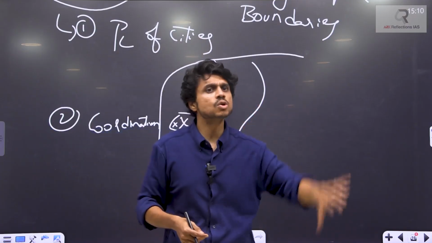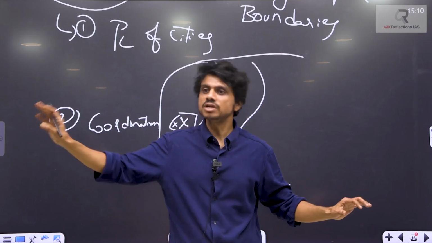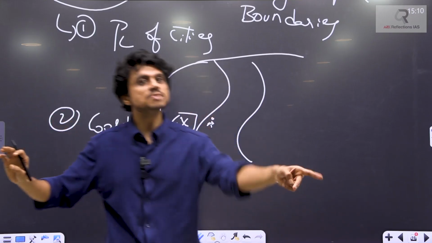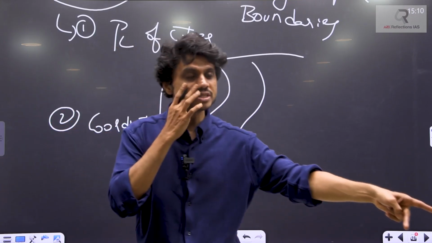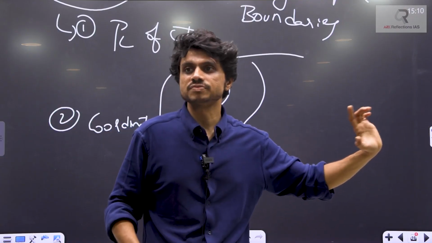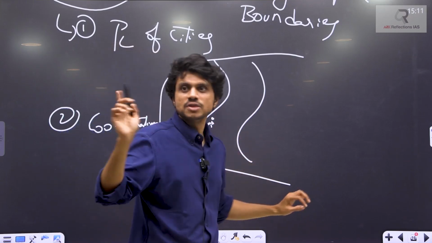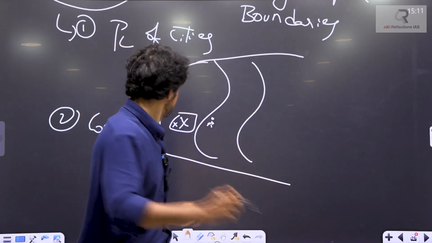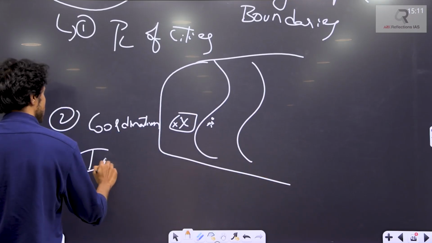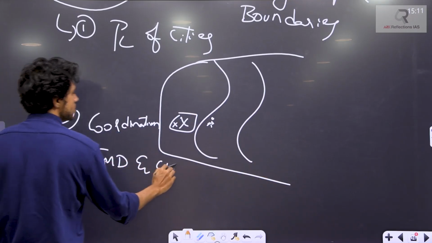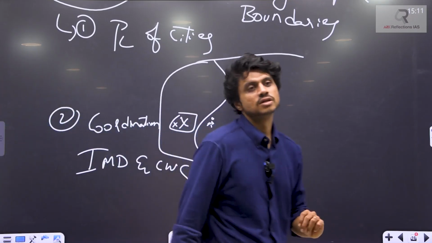Who will lift the gates? Who will close the gates? Who will manage the dam? Central Water Commission. Coordination between these two has been missing during the Uttarakhand floods. Coordination between IMD and the Central Water Commission has been missing.